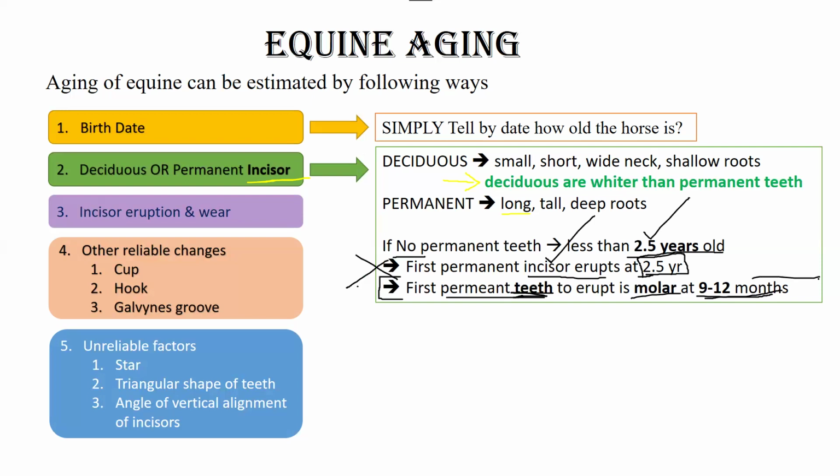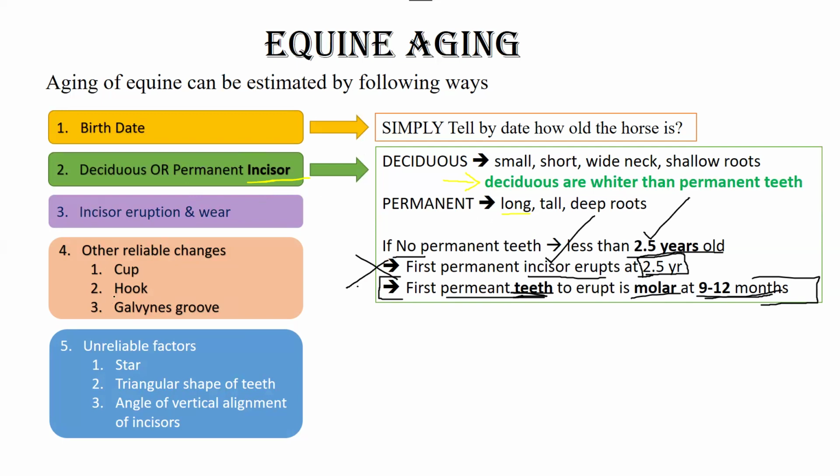But that's a separate thing I have just mentioned here. Students should know this. As far as dentition goes, most of it is done only by the incisor teeth. So remember that the first permanent incisor erupts at 2.5 years of age. So if no permanent incisors, it means less than 2.5 years old.